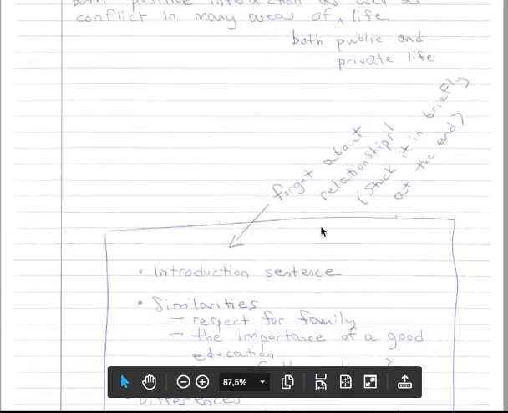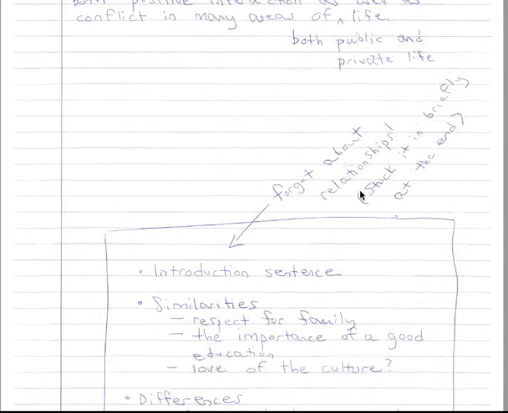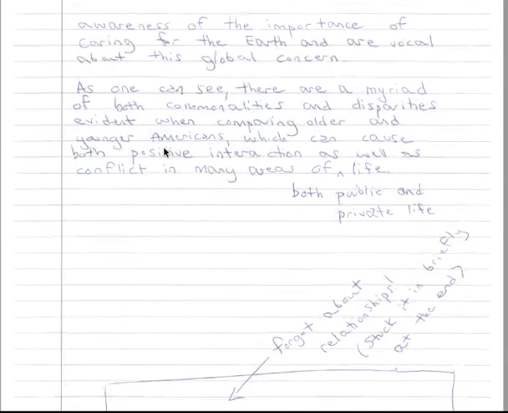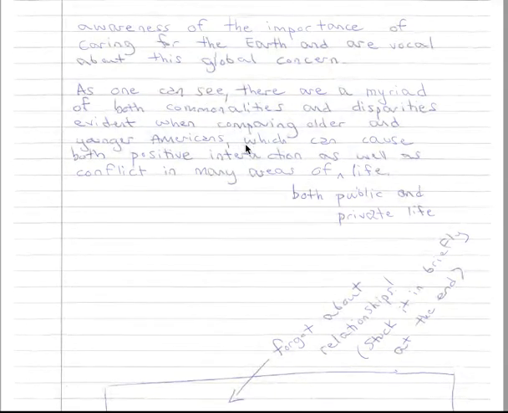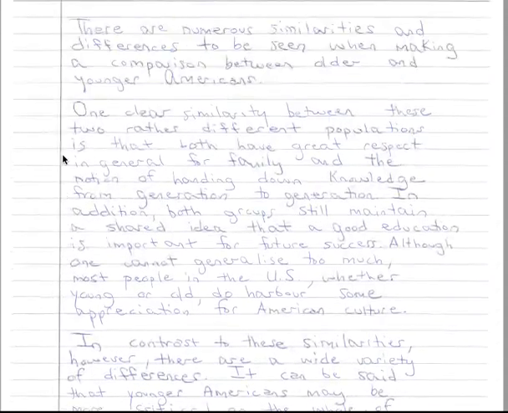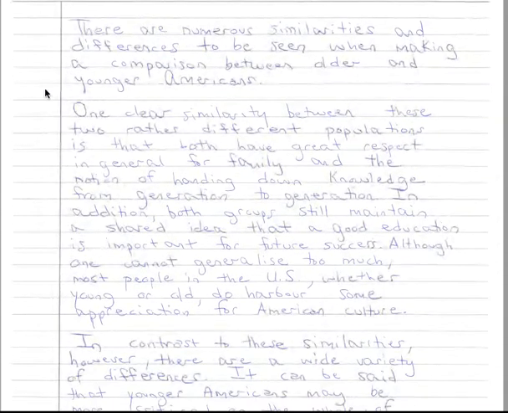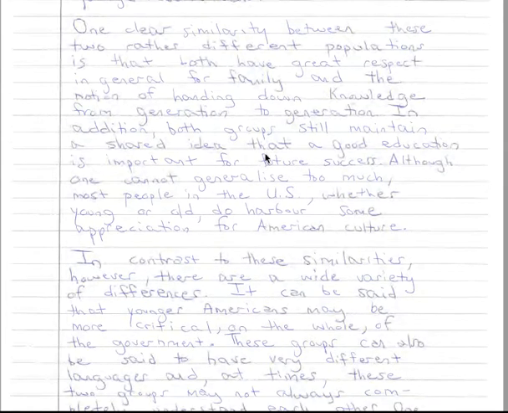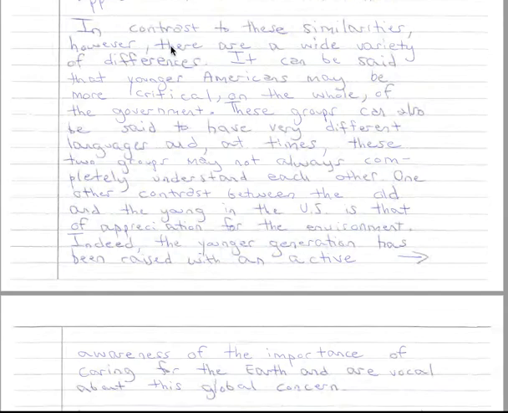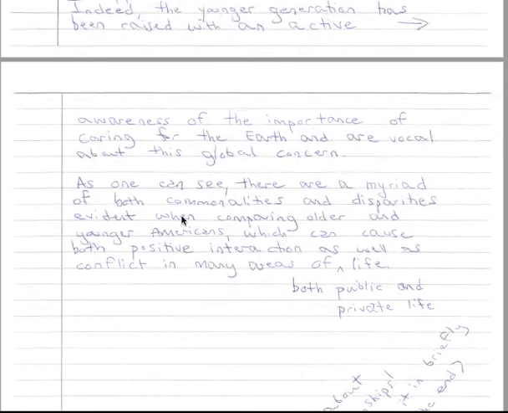Now, you'll notice here that I realized that I had forgotten part of the assignment was to write about the relationship between the two generations, and I'd forgotten that. So I stuck it in briefly at the end here: positive interaction as well as conflict in many areas of both public and private life. Now, again, did I fully develop this idea? No, not enough. So that could use improvement. But overall, again, clear structure: introduction, main points in a paragraph, main points in a paragraph, and conclusion.